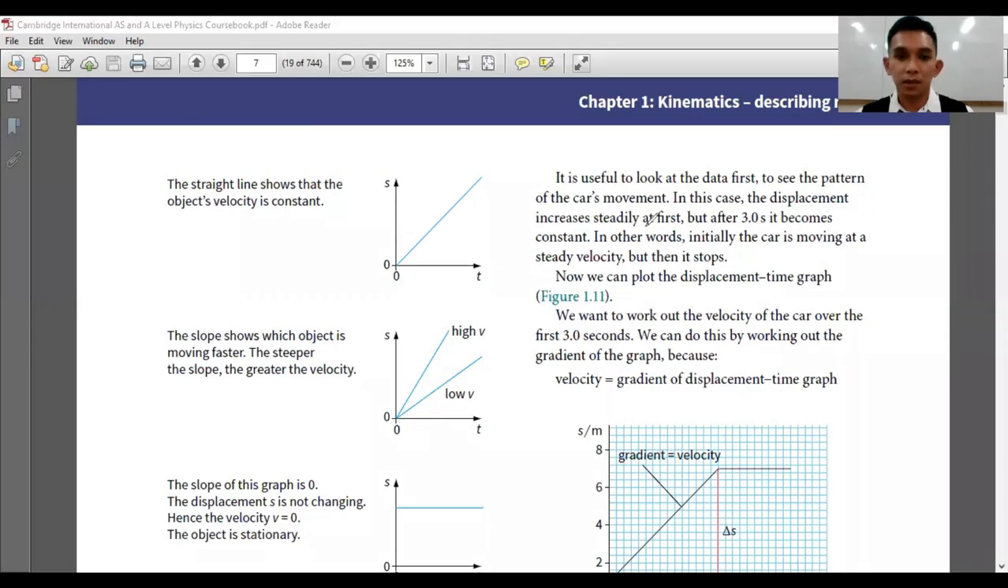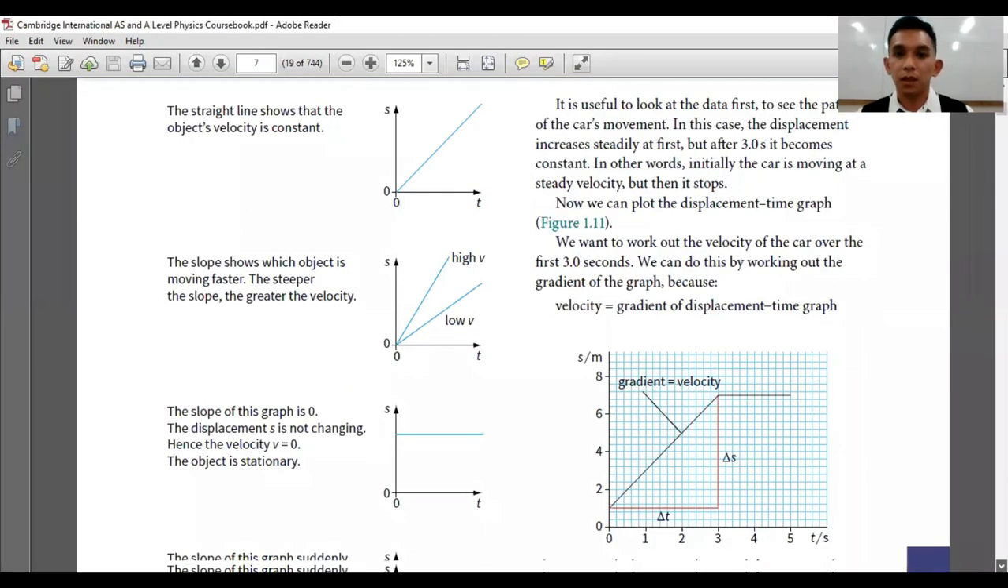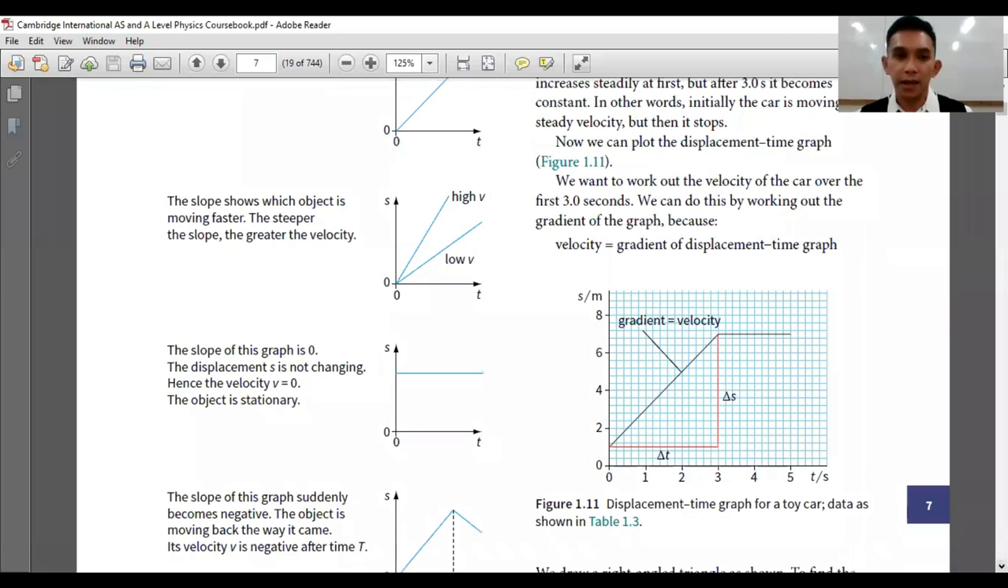Now, let us check the third graph. Here, it's a flat line between displacement and time. The slope of this graph is 0. The displacement is not changing. It means there is no movement of the object over time. It means the velocity of the object is 0, or the object is stationary.